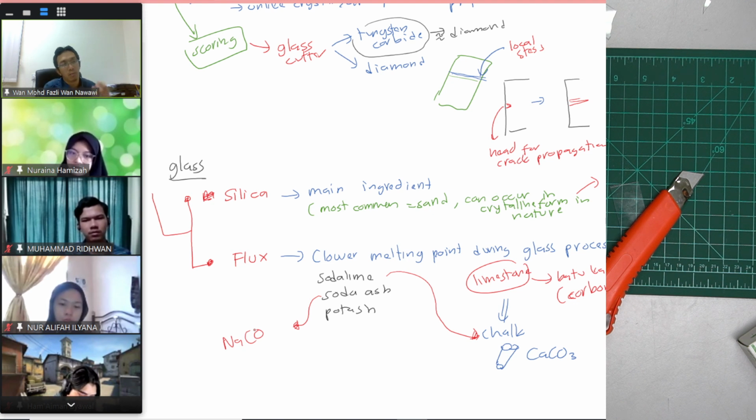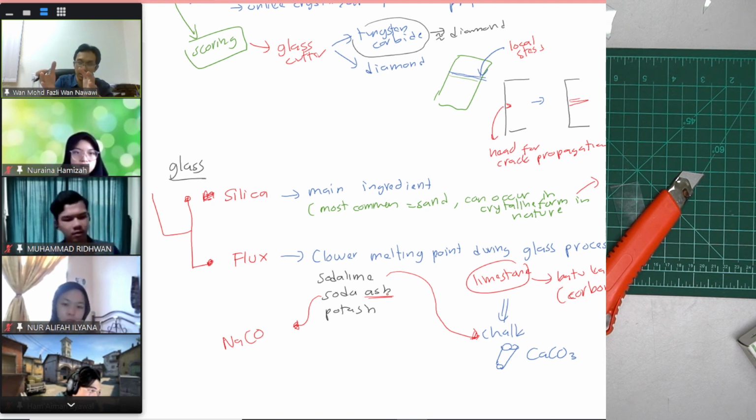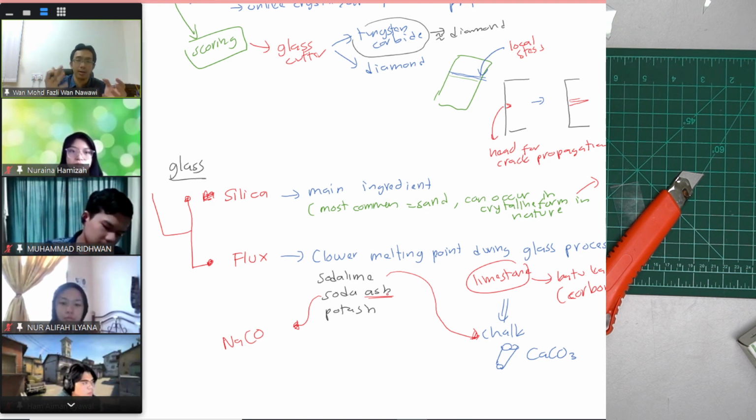The reason why they say ash here is basically how they get this: they find a plant that grows on soil that has a lot of sodium. They take the plant and heat it, burn it, and that ash has this sodium carbonate.